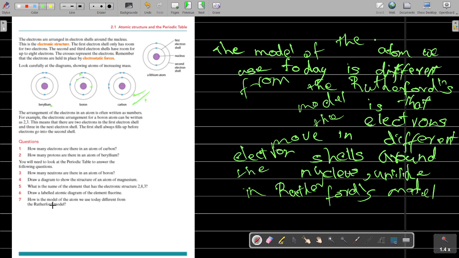And in this question, this is the main point. How is the model different? You should give a reason and the difference. Okay?